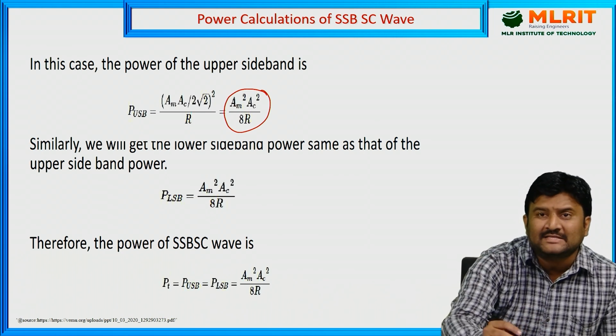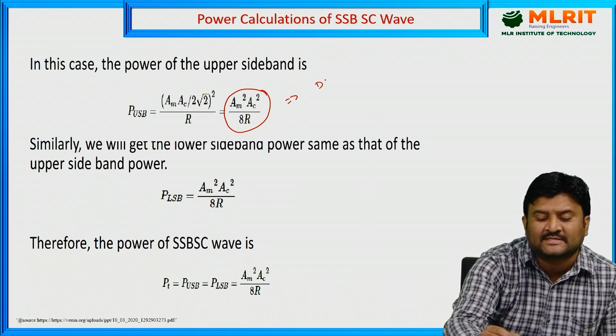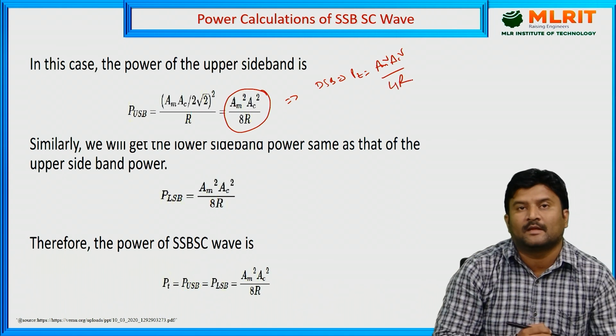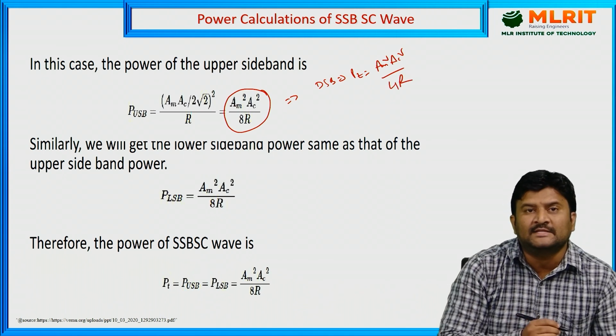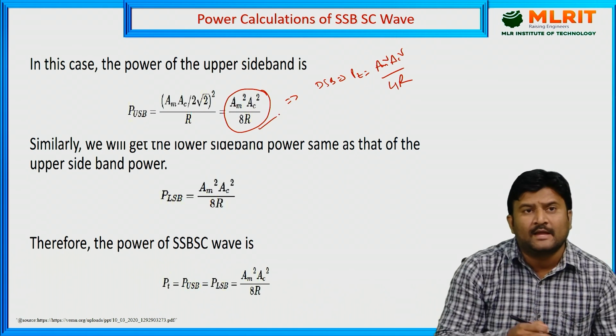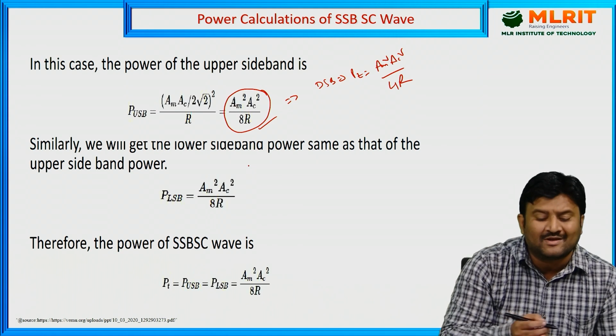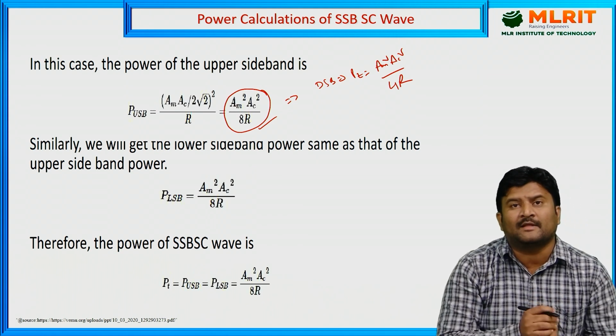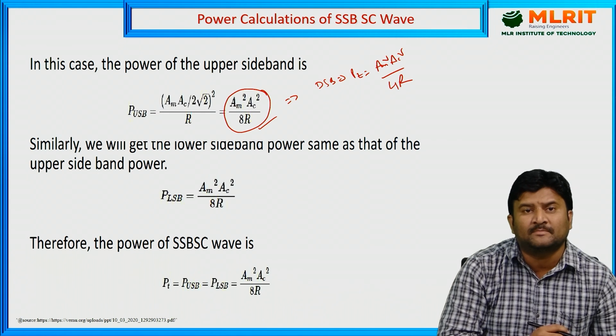Comparing this power value with the DSB-SC, the DSB-SC power is AM square AC square by 4R. But in the case of single sideband suppressed carrier, the sideband power, either upper sideband AM square AC square by 8R, or lower sideband, is also AM square AC square by 8R. That means the total power in the case of SSB-SC is equal to AM square AC square by 8R.